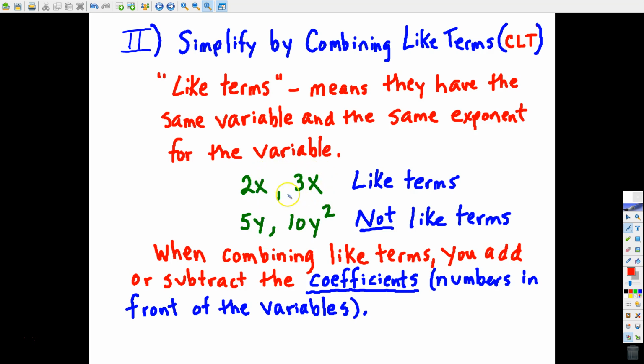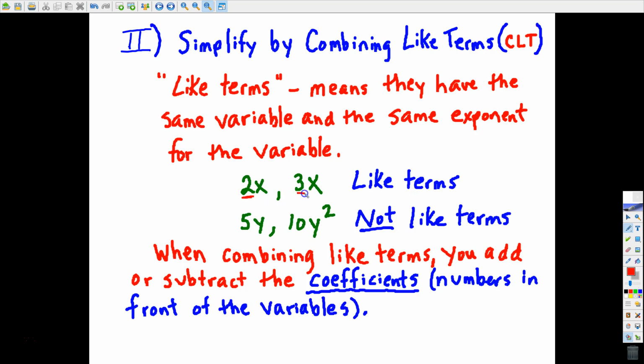So here's a pair of like terms, 2x and 3x. Here's a pair of terms that are not like, 5y and 10y squared. So we can combine like terms. We cannot combine unlike terms using addition or subtraction. But when terms are like, we can add or subtract the coefficients.